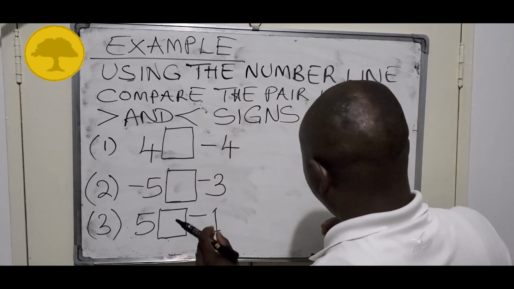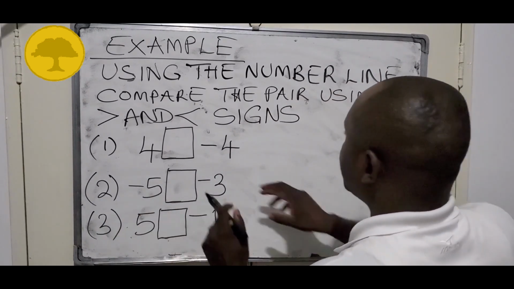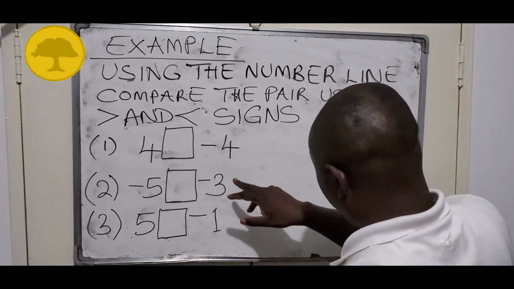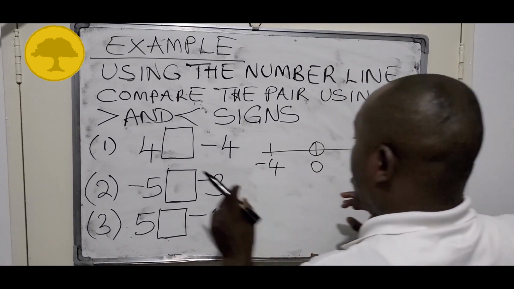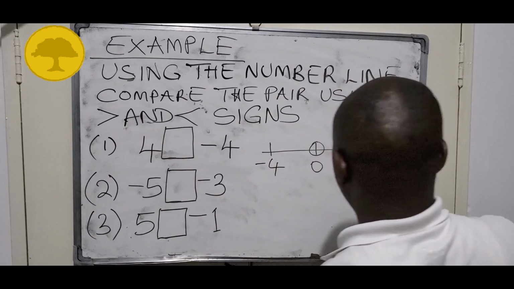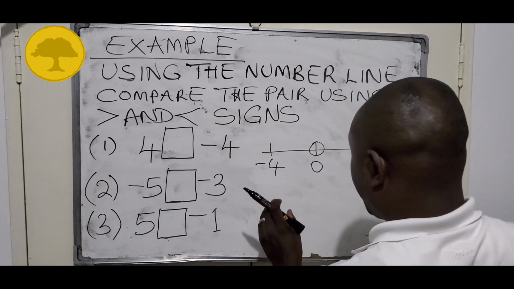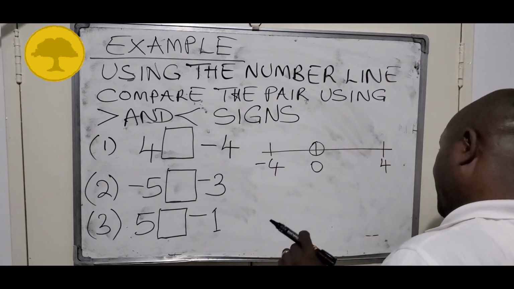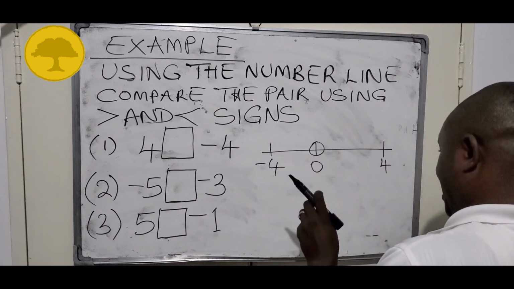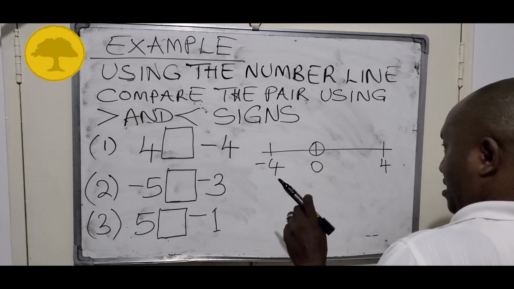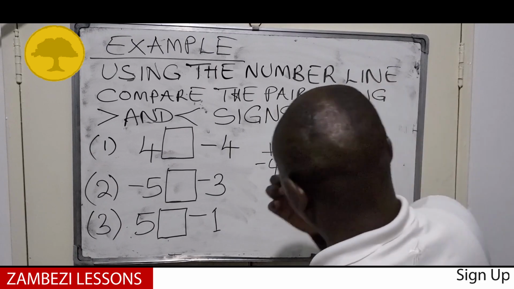So the first question you ask yourself is, on what side is 4 in relation to -4? When you look at our number line that we started with, when you're starting with the number 4, 4 is on your right hand side and -4 is on the left. All numbers that are on the right hand side are greater compared to those that are on the left hand side. Let me say that again.